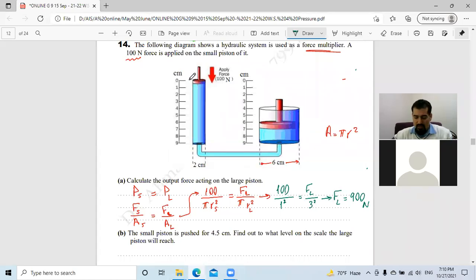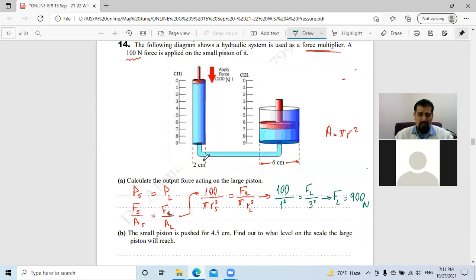Let's repeat this question. The following diagram shows a hydraulic system used as a force multiplier. 100 Newton force applied on the small piston. Calculate the force on the large piston. So the pressure on the small piston equals the pressure on the large piston. So force over area equals force over area. Force on the small piston is 100, divided by the area, which is pi r square.